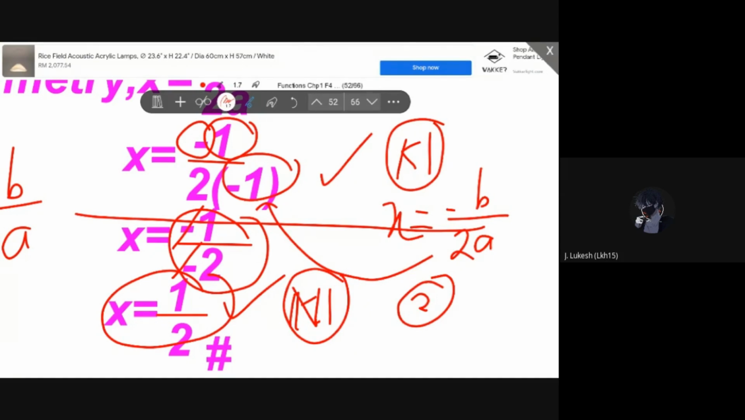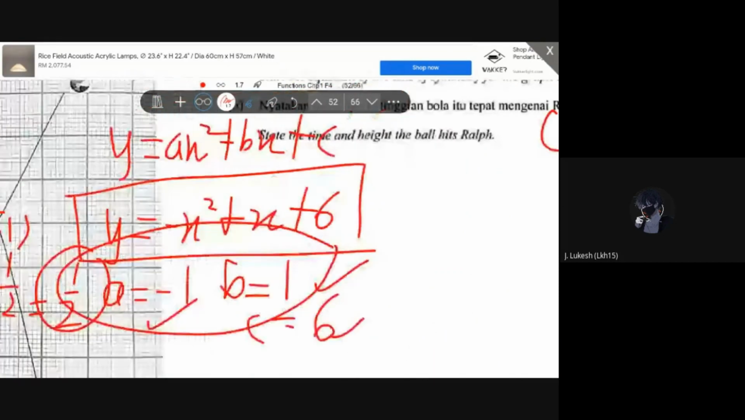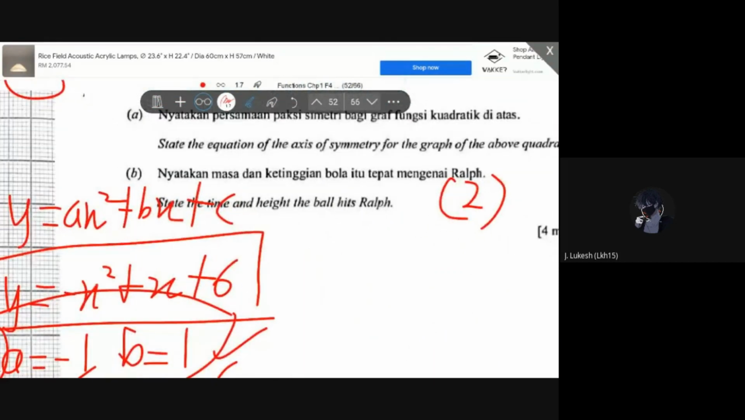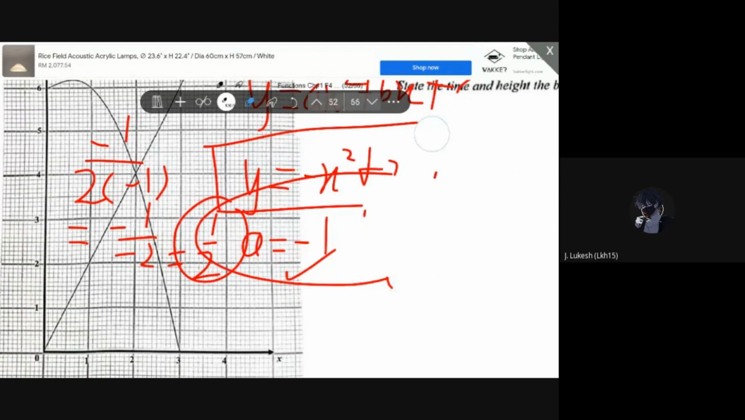Okay, now we go to question B. Kita pergi soalan B. So, soalan B nak tanya, state the time and height the ball hits the valve. Ini sedikit susah sikit, tapi I rasa kamu semua boleh ikut. Let's see the graph.